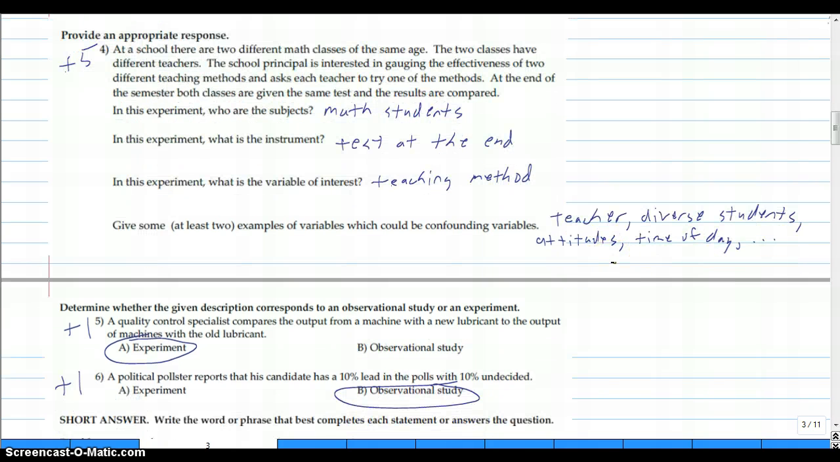And then 2 examples of confounding variables. So these are some other things that might explain variation in these test scores. You have a lot of good ideas. Might be the 2 teachers might be really different. Maybe the 2 types of classes are much different as far as the diversity of students in the classes, maybe their learning or their intelligence or their attitudes. Might be what time of day, how big the class sizes are. There's lots of other things that might explain variation besides the teaching method.